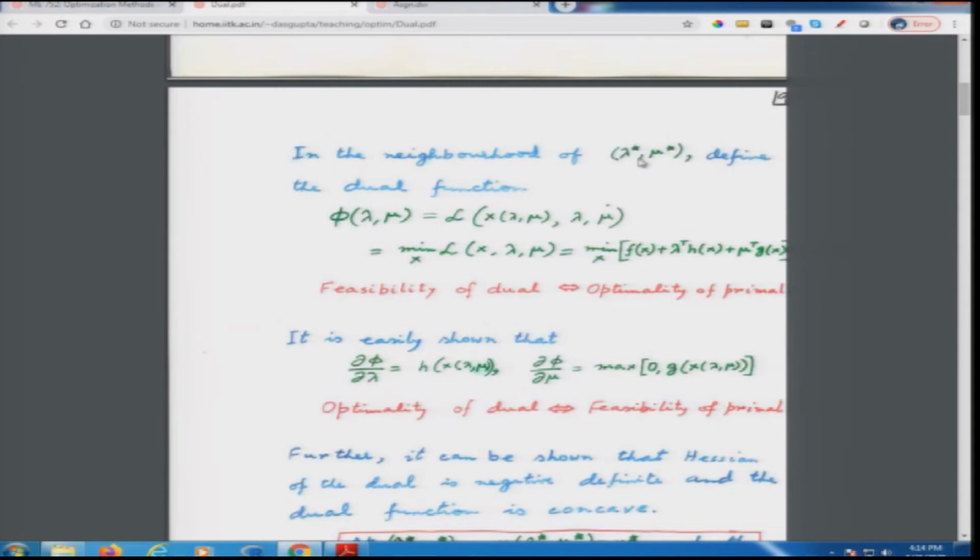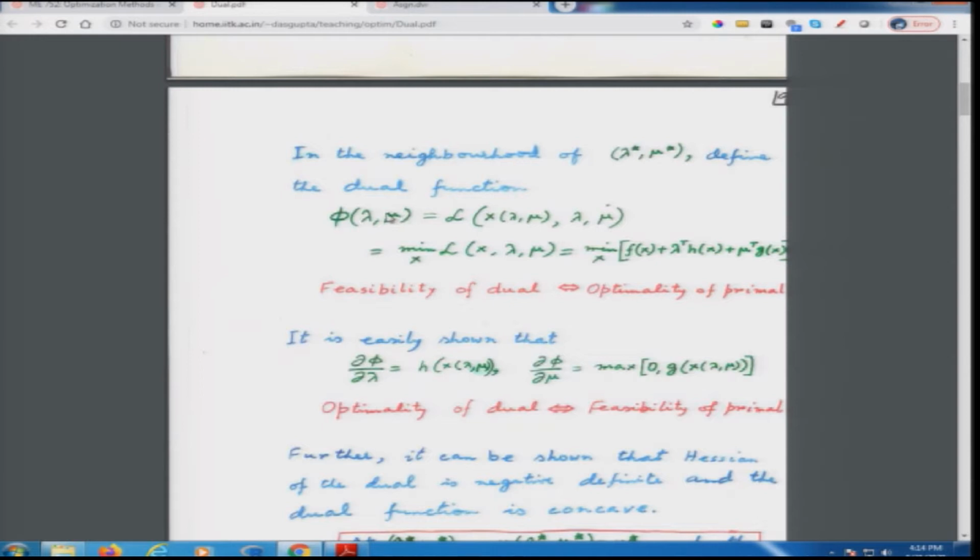So, in the neighborhood of lambda star mu star, we define the dual function in this manner. As function of lambda mu, we get hold of the minimizer x, and then that x and that lambda mu as we put, we get the Lagrangian, and this is how we define the dual function as a function of lambda and mu, which is the minimizer of the Lagrangian in terms of x only.